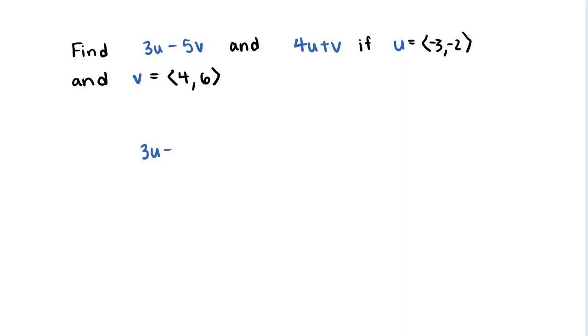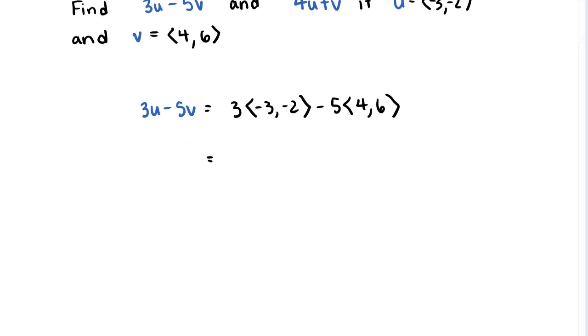So 3u minus 5v, well, this is like taking my u vector, <-3, -2>, and scaling it by 3. And then I'm going to take away 5 sets of my v vector. So here the v vector is <4, 6>. Scaling my vector u just means multiplying each component by that scaling factor. This gives us <-9, -6>. And then scaling <4, 6>, my vector v, by -5 gives us <-20, -30>.